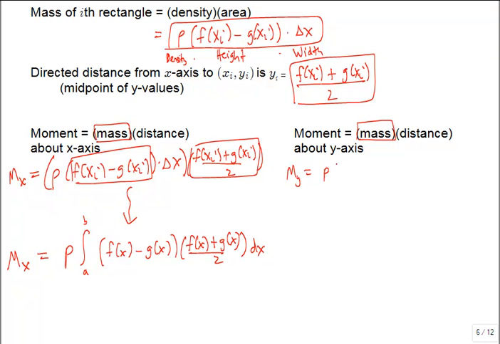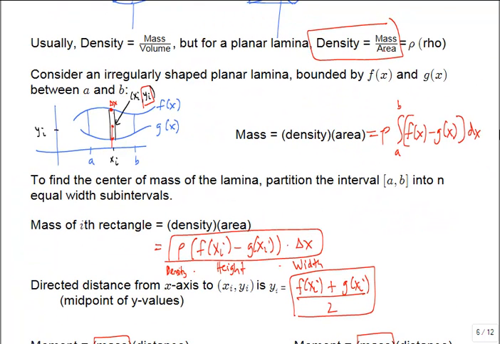So that'll be our rho times our height, which is f of x sub i minus g of x sub i, times delta x, which was our width. And then what we're going to need to do is figure out what the distance is of this rectangle from the y-axis. So let's look at our picture again. If this is my rectangle, how far away is this rectangle from the y-axis?